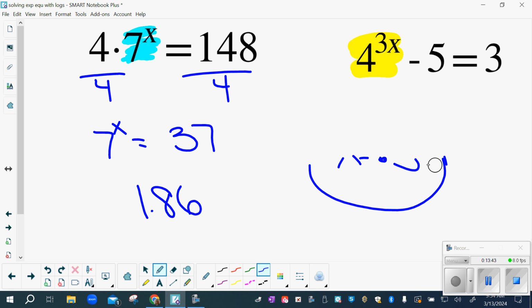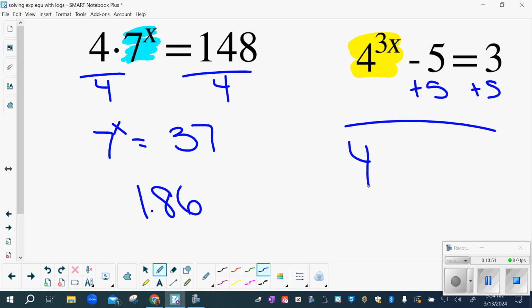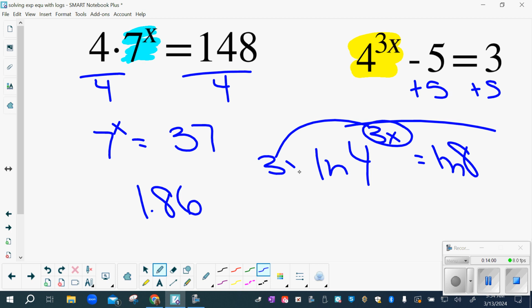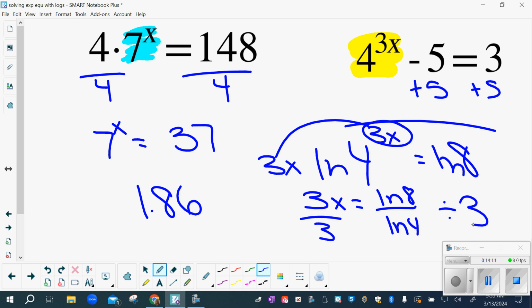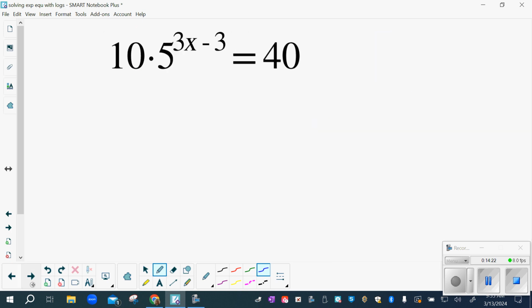So here's what I did. Let me get rid of this. I am going to add 5 to both sides, right? So I've got 4. So 3x equals 8. I'm ln'ing it to get that little bat down, right? So I've got 3x. So I'm going to say 3x equals ln 8 divided by ln 4. You still with me? And then divide by 3, and I just wrote it like this. Okay. Nice and easy. Start here, divide by 3. You good?